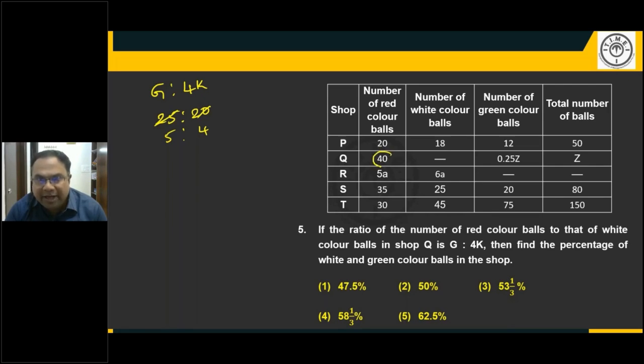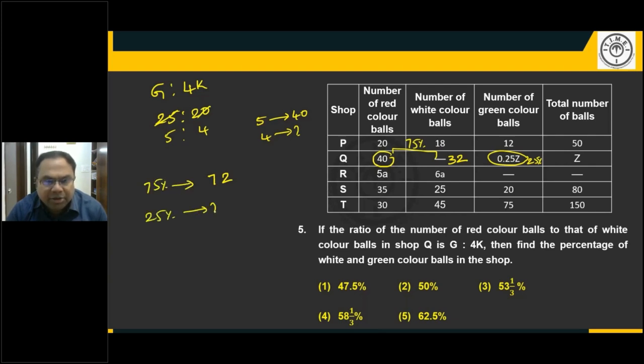This is 40 now, red color balls. 5 parts is 40. 4 parts, how much? 32. Right? So find the percentage of white and green color balls. So 40 plus 32 is 72, red and white. This is 25%, given in the table. These two put together should be 75%. So 75% is 72, 25% is how much? 1/3, 24.